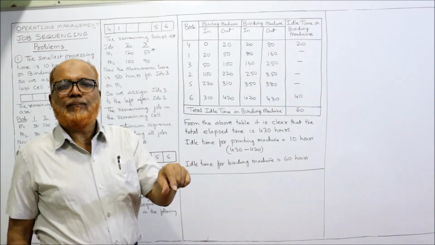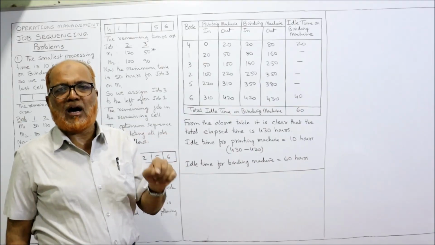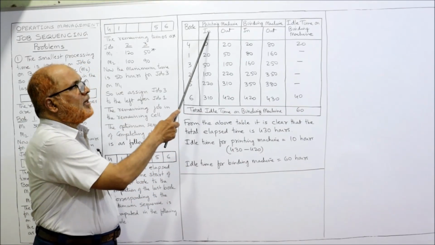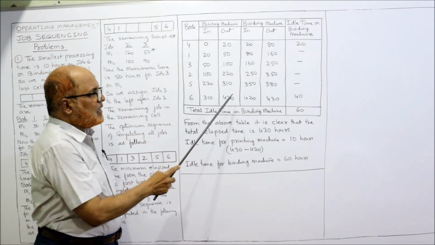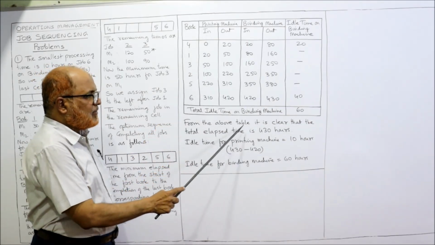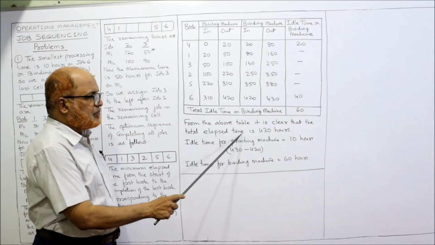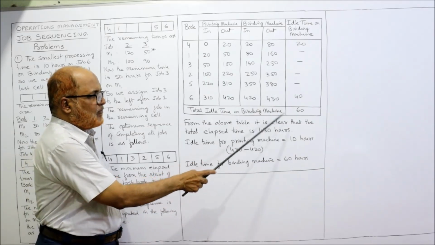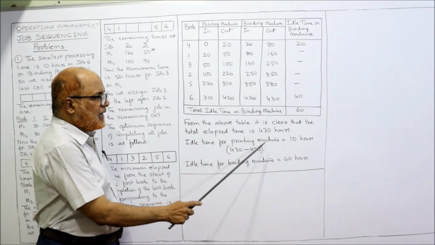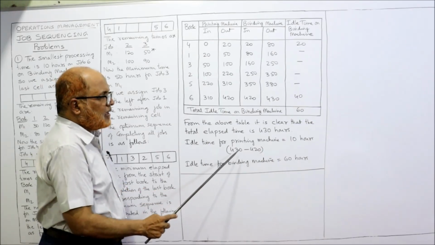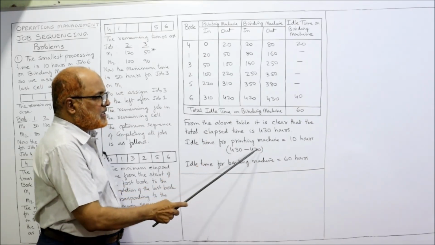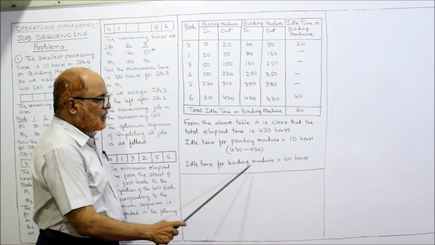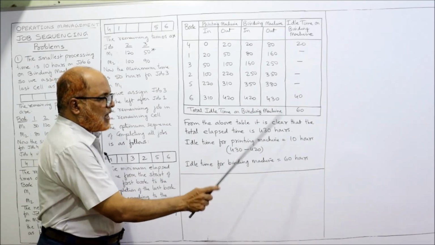In that 430, 10 hours is the idle time for printing machine. 430 minus 420. So from the above table it is clear that the total elapsed time is 430 hours. This is the 430. Idle time for printing machine is 10 hours. How 10? 430 minus 420, 10 hours. And idle time for binding machine is 60 hours.